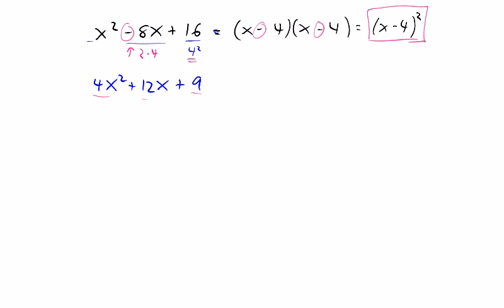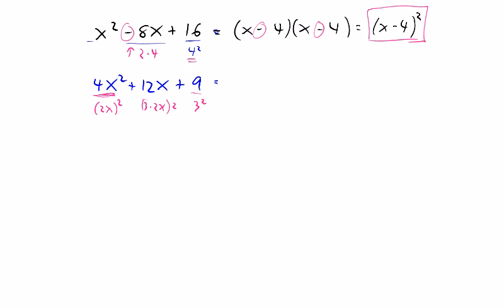But I've noticed, as I've noted already, 4x squared is the square of 2x. And 9 is clearly the square of 3. Okay, and if I were to multiply 3 times 2x and then double it, I would in fact get the middle term. So this is a perfect square.